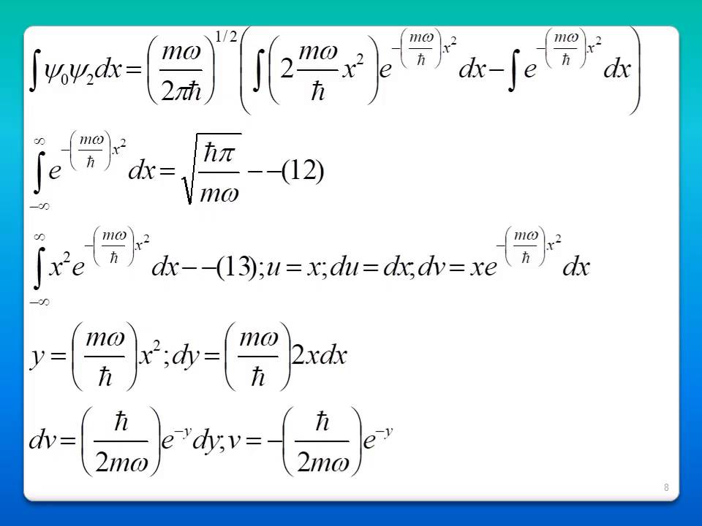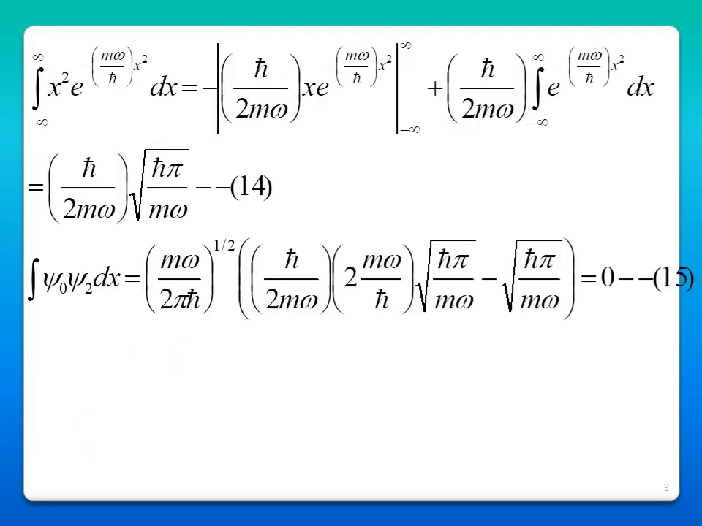The second term is like x squared e power minus m omega by h cross x squared. You can take it like the uv formula. You take u as x, du is dx, and dv is x e power minus m omega by h cross x squared dx. Here you take y as m omega by h cross x squared. So dy is m omega by h cross 2x dx. So dv is h cross by 2 m omega e power minus y dy. So we can write v is minus h cross by 2 m omega e power minus y.